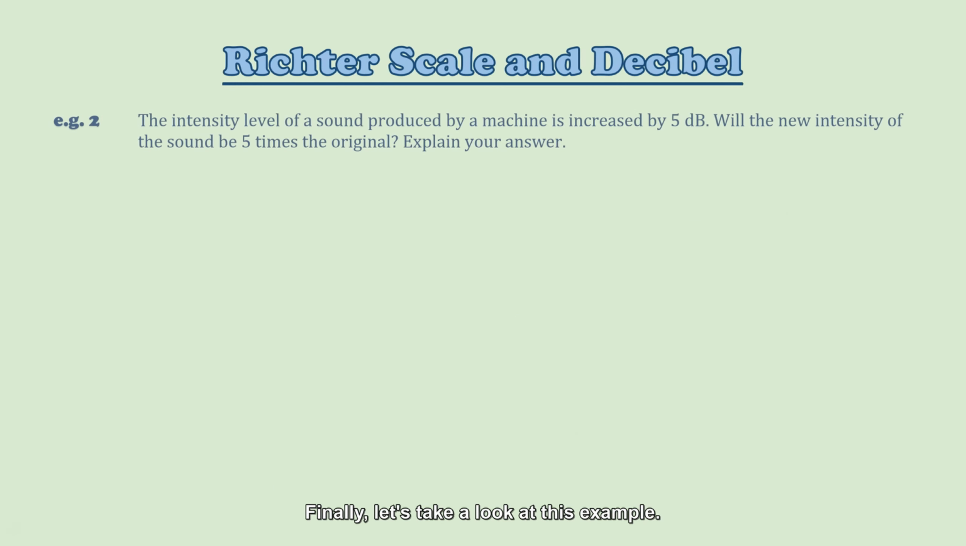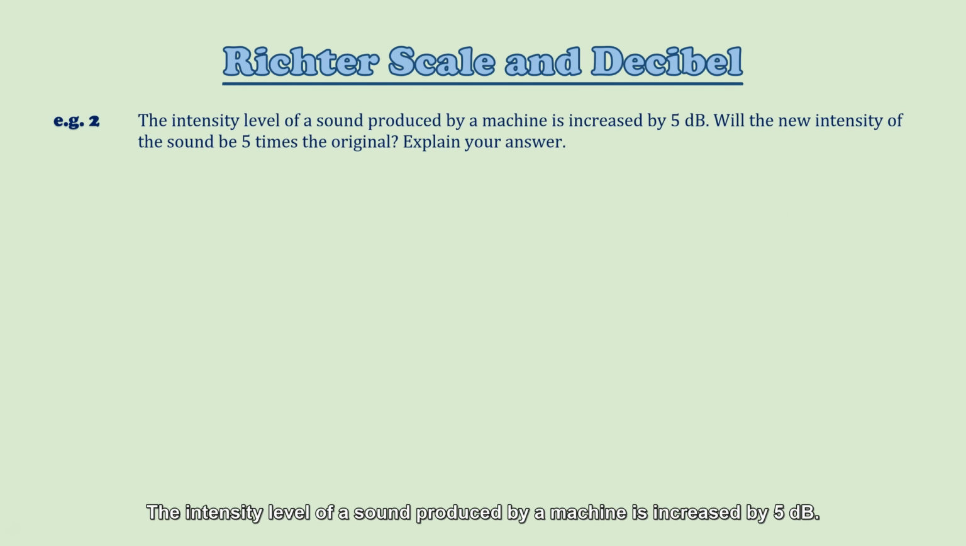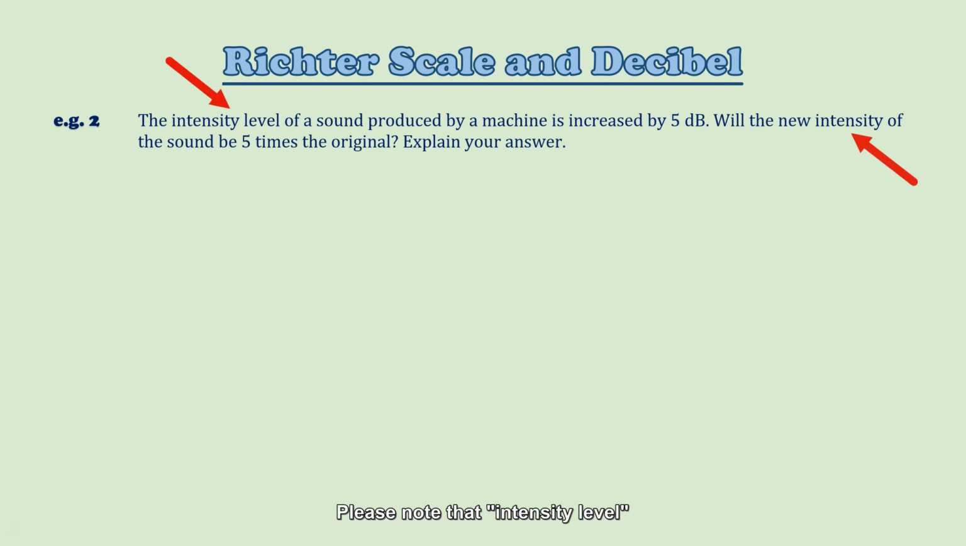Finally, let's take a look at this example. The intensity level of a sound produced by a machine is increased by 5 dB. Will the new intensity of the sound be 5 times the original? Explain your answer. Please note that intensity level and intensity are different. The intensity level is the level in dB, while the intensity means I, which is the power of the sound per unit area.